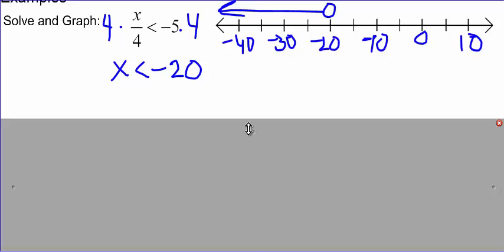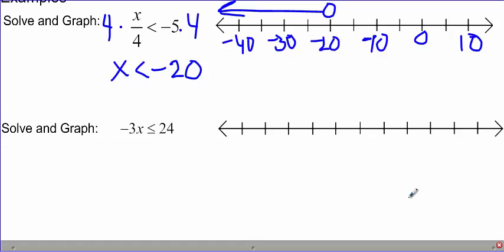The next example. Solve and graph negative 3x less than or equal to 24. So just like we would solve equations, we're going to divide both sides by negative 3, so we isolate the variable. So we get x on the left. On the right, we get a negative 8.